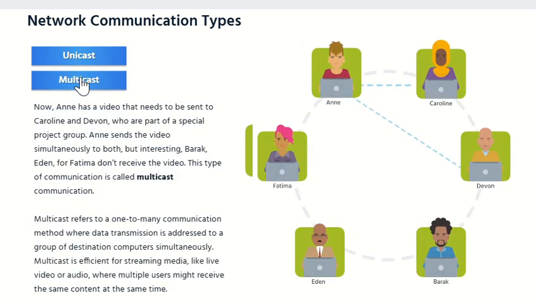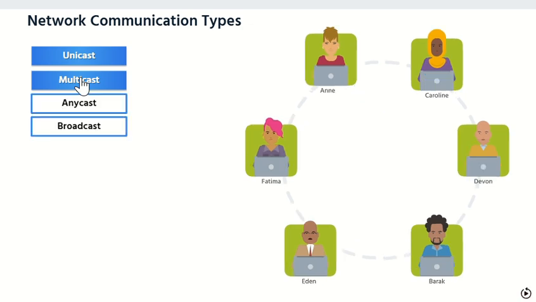Now, Anne has a video that needs to be sent to Caroline and Devin, who are part of a special project group. Anne sends the video simultaneously to both, but interestingly, Barack, Eaton, and Fatima don't receive the video. This type of communication is called multicast communication. Multicast refers to a one-to-many communication method where data transmission is addressed to a group of destination computers simultaneously. Multicast is efficient for streaming media, like live video or audio, where multiple users might receive the same content at the same time. Select the next option.